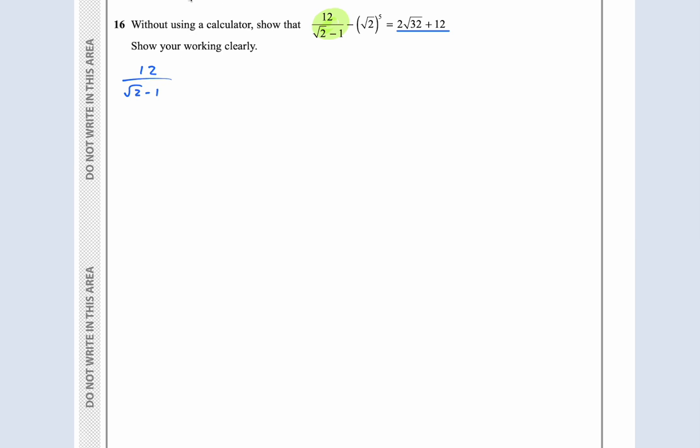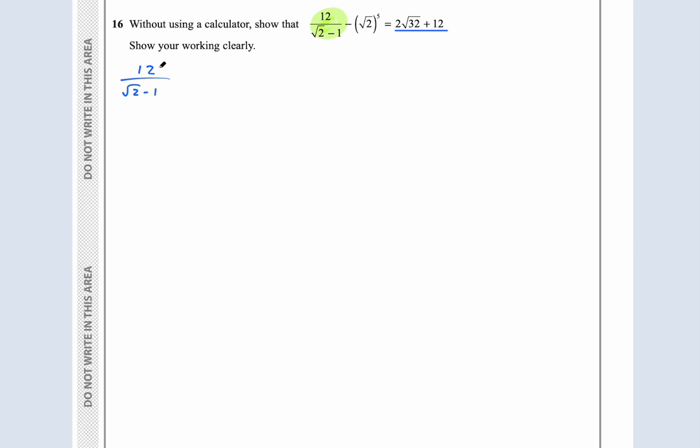I'm going to rationalize the denominator, which means I need to multiply above and below by root 2 plus 1. Root 2 plus 1. Okay, put a bracket around this. The numerator becomes 12 times root 2 is 12 root 2, and 12 times 1 is 12. So it's 12 root 2 plus 12. Okay, and the bottom becomes root 2 times root 2 is 2. Root 2 times 1 is plus root 2. Minus 1 times root 2 is minus root 2. And minus 1 times 1 is minus 1.